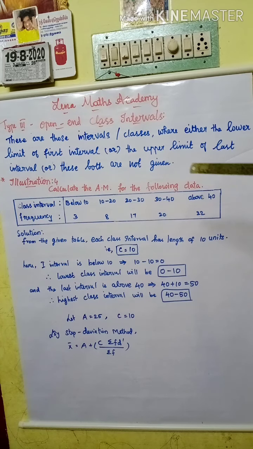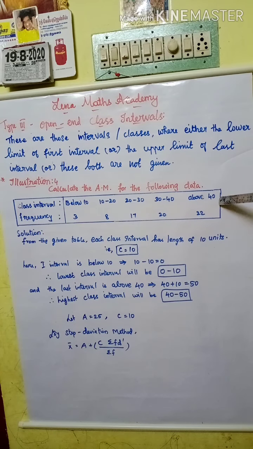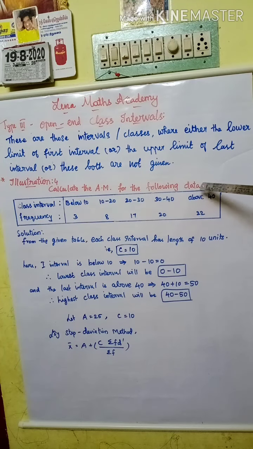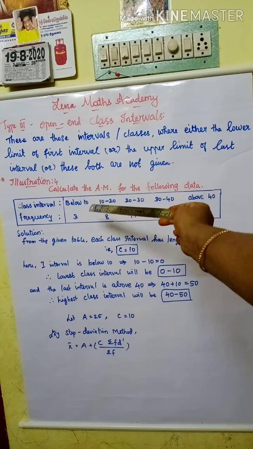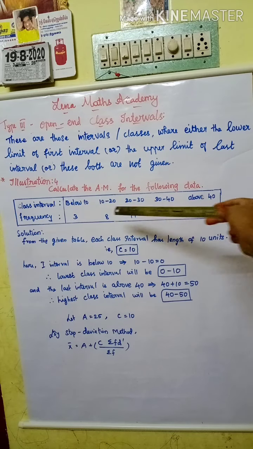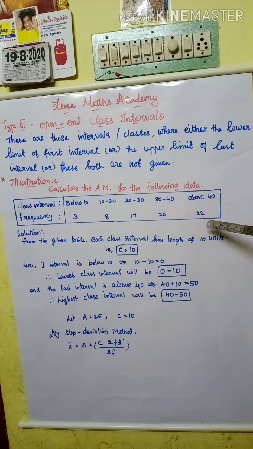Type 3: open-end class interval. These are intervals or classes where either the lower limit of the first interval or the upper limit of the last interval, or both, are not given. Example: calculate the arithmetic mean for the following data. Class intervals: below 10, 10 to 20, 20 to 30, 30 to 40, 40 to 50, above 40. Frequencies: 3, 8, 17, 20, 22.